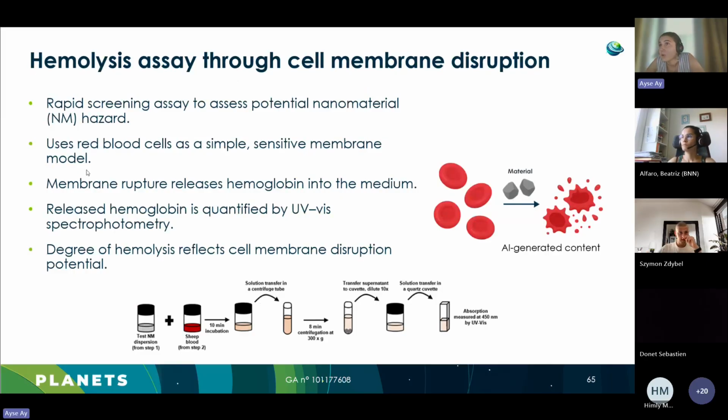The hemolysis assay is more or less similar to the FRAS assay. There we are using sheep blood, and again we are incubating it with the nanomaterial or material dispersion. And after the incubation, if the material ruptures the cell membrane, there is a release of hemoglobin, and obviously the color of the media changes. Then from this color change we can estimate the hemolysis rate, the membrane disruption potential.